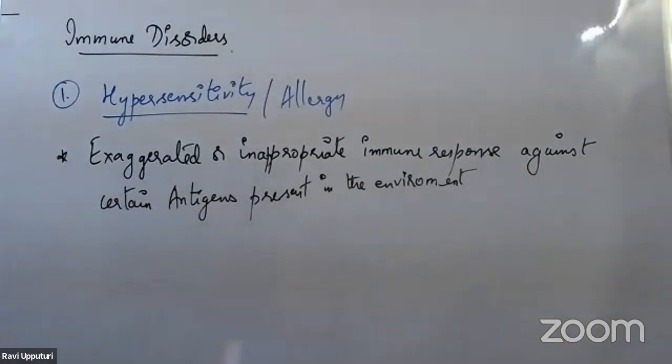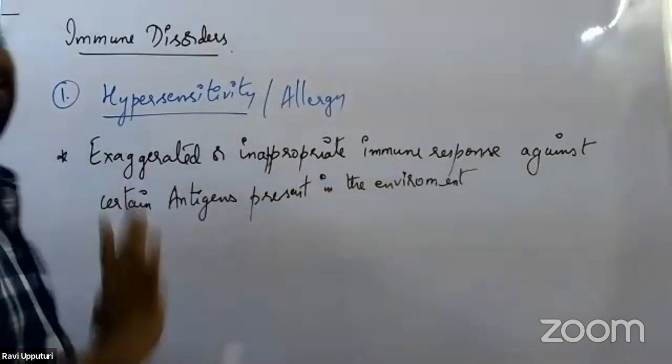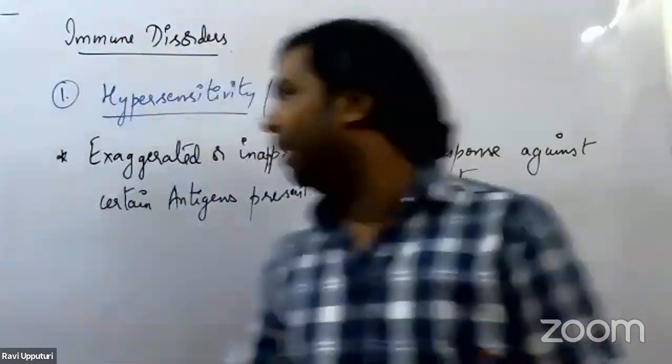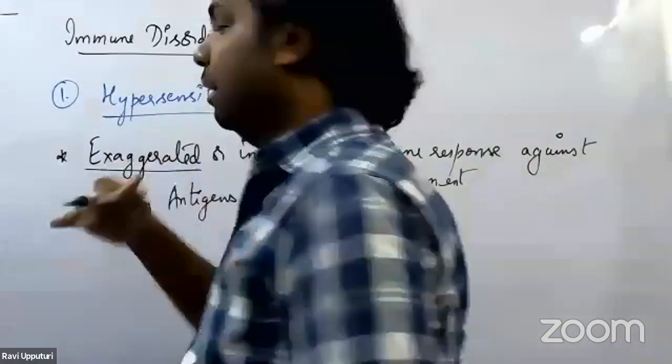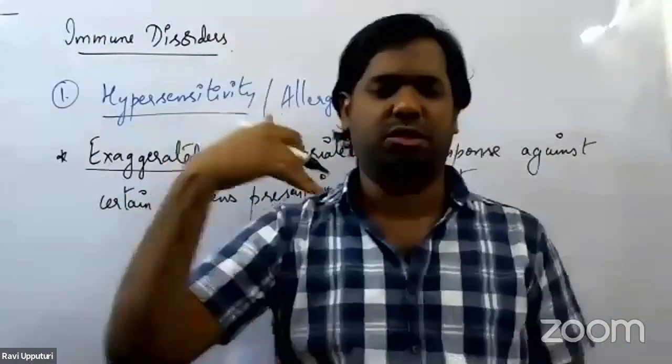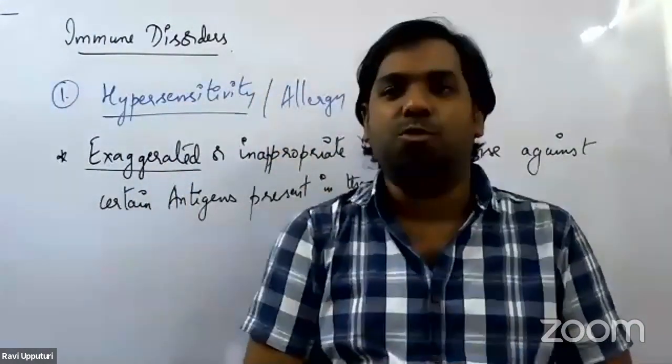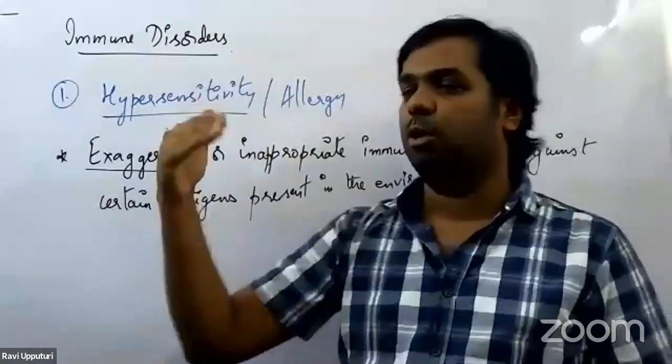So what does hypersensitivity or allergy mean? It is defined as the exaggerated or inappropriate immune response against certain antigens that are present in the environment. So what do we mean by exaggerated? Exaggerated is nothing but high efficiency, that is, a very high response.